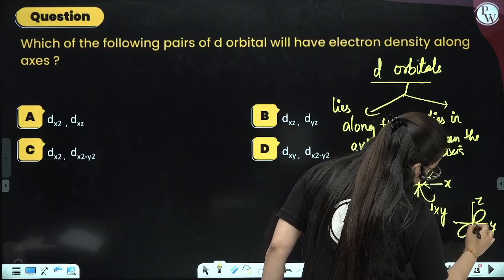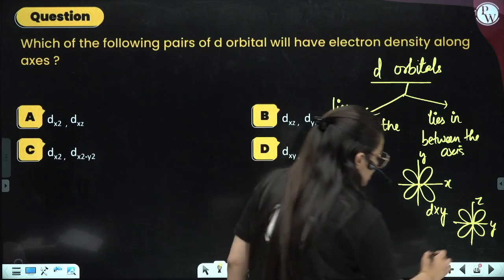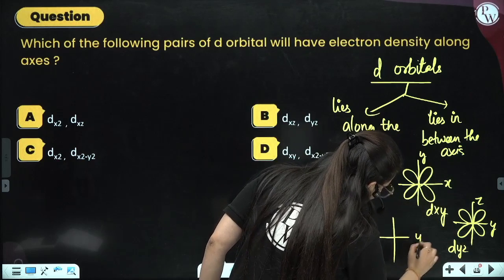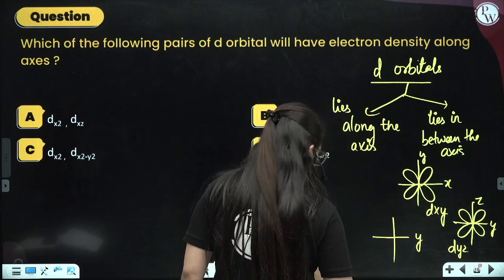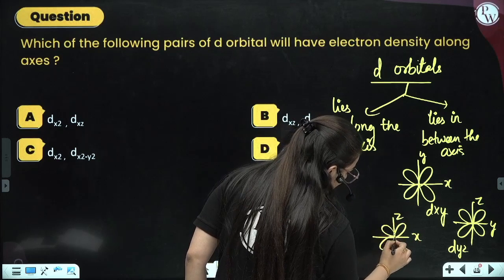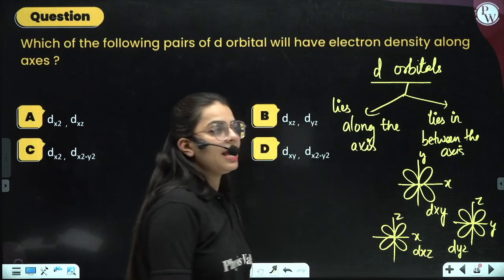And the lobes lie in this way. See, for d orbitals, they are double. So this is dyz, if it is the y-axis, x-axis and z-axis, and the lobes lie in between the axes like this, this is dxz. So these are the ones that lie in between the axes.